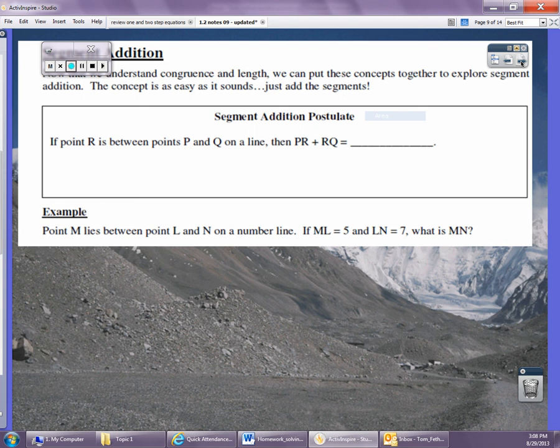So if point R is between points P and Q, here's our line, here's P, here's Q, and then here's point R. So R is in between P and Q. What it's saying is that PR plus RQ is going to equal the entire thing, from P to Q. So PR plus RQ equals PQ. That's the segment addition postulate.